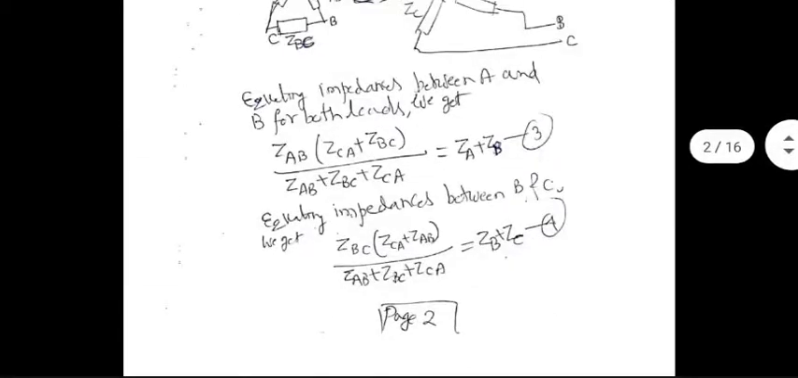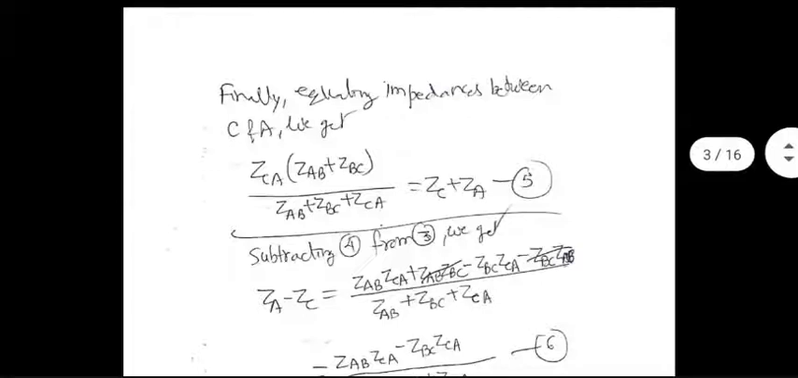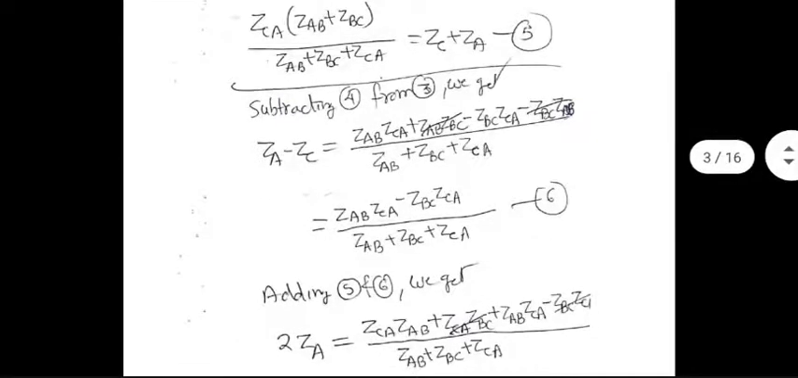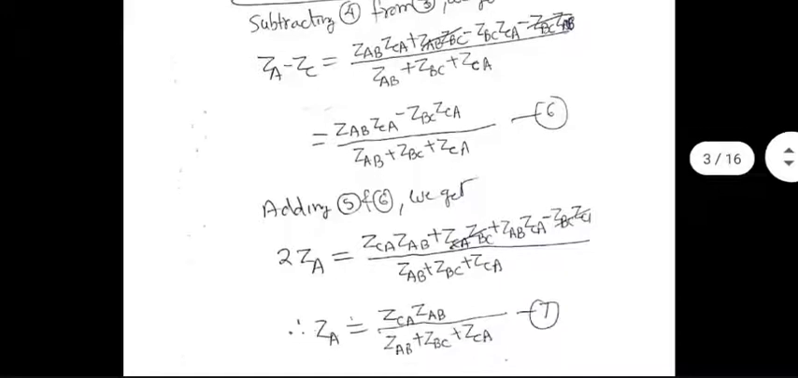So we have 3 equations for 3 unknowns, equations 3, 4, 5 for the 3 unknowns ZA, ZB, ZC. Then I have solved it. You can solve it in many different ways; I did it in my own way. The ultimate formulas for ZA, ZB, ZC turn out to be these. ZA turns out to be ZCA times ZAB divided by ZAB plus ZBC plus ZCA.